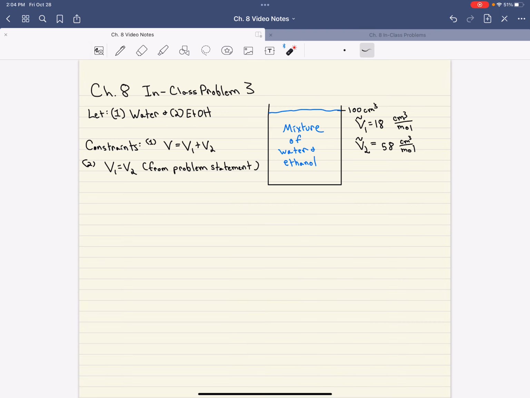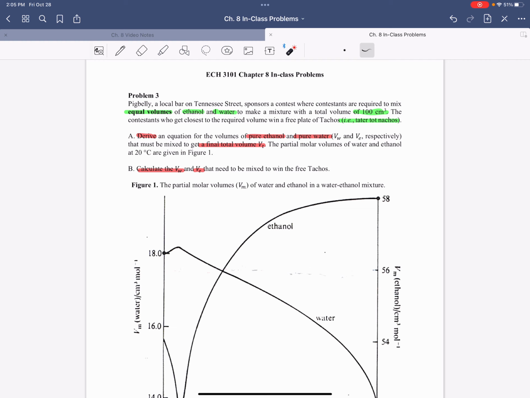Okay? All right, and so in this problem statement, we want to basically add water and ethanol together in order to get a final volume of 100 centimeters cubed. And so we're going to have two sorts of engineering constraints that we're going to have to deal with in order to accomplish this goal. The first constraint is that the total volume is just going to be equal to the volume of water and the volume of ethanol in our system. The second constraint is that the volume of water in our system is going to be equal to the volume of ethanol as well. So that's straight from the problem statement. That's referring to this here.